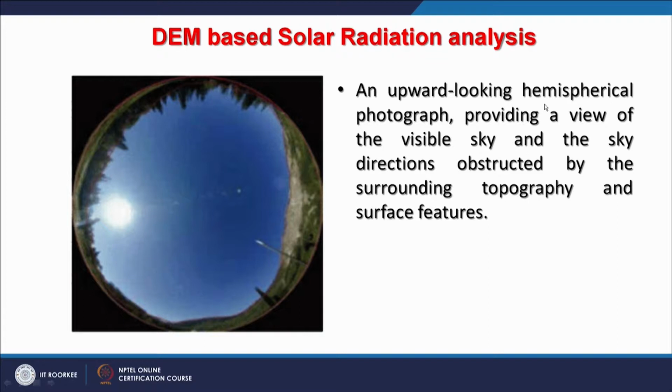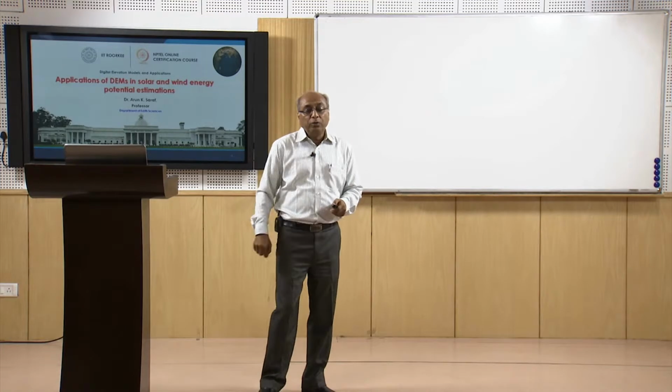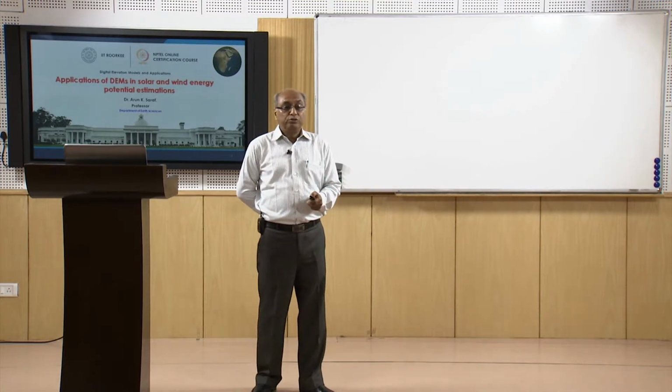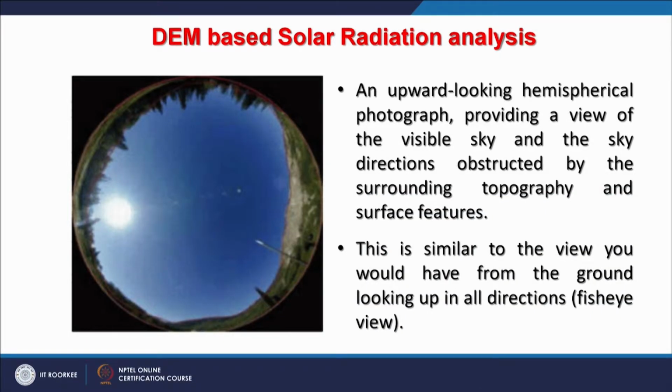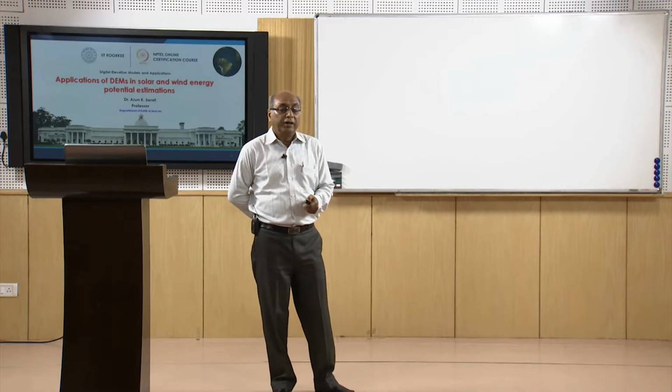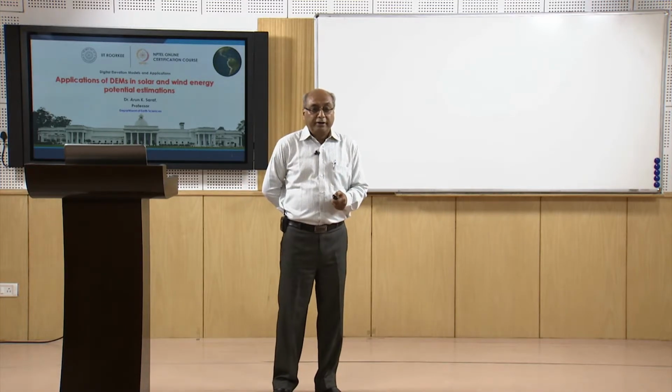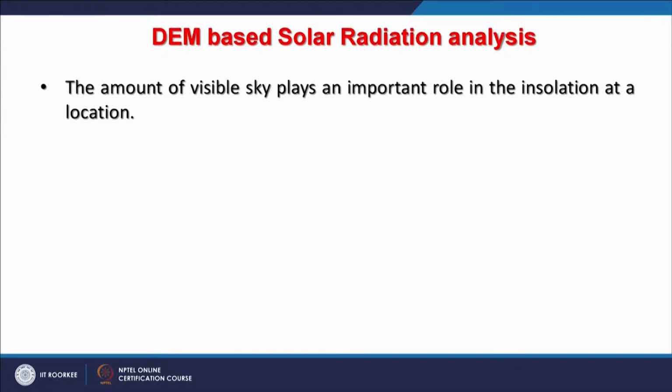So an upward-looking hemispherical photograph, the fish eye kind of thing, provides a view of the visible sky and the sky directions obstructed by the surrounding topography and surface features. This is how it will restrict the energy reaching that particular point, which is in the center. This is similar to the view we see in a fish eye; this is how the eye of a fish sees the outside world. The amount of visible sky plays an important role in the insolation at a location, and that will come, of course, through this viewshed analysis.